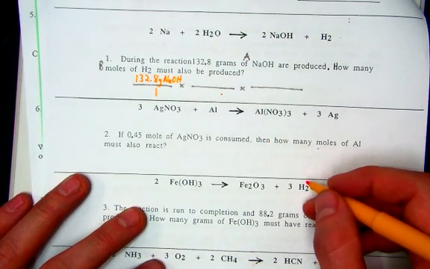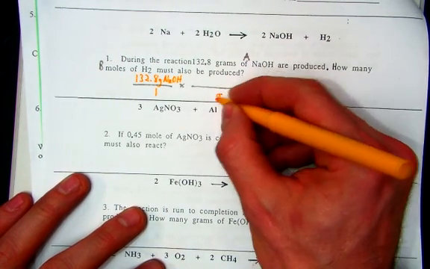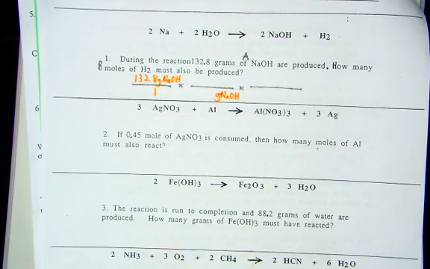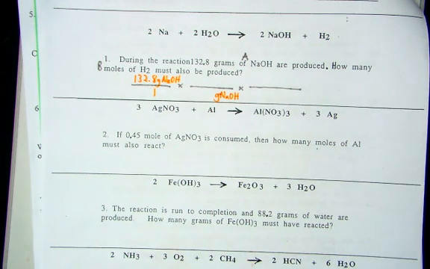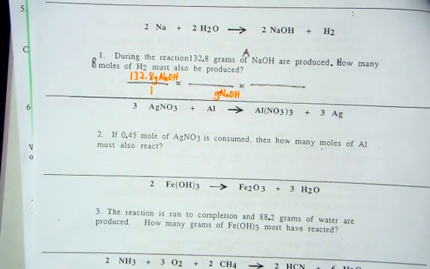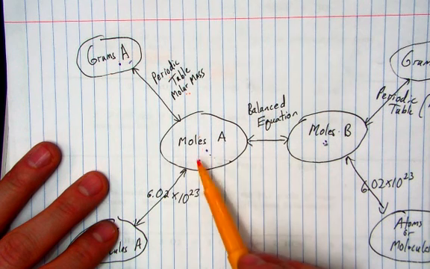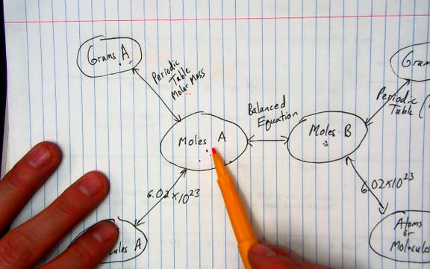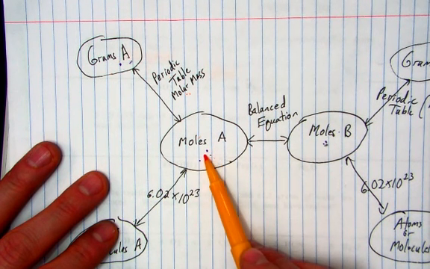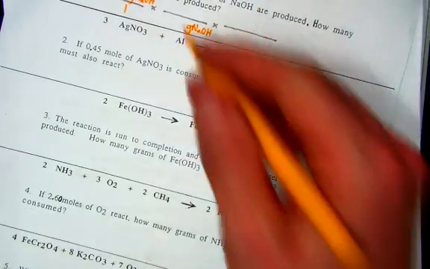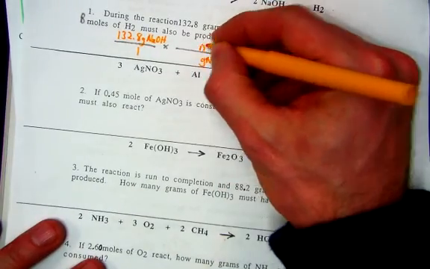Does anybody know that? Steven? Grams of NaOH. Awesome. Now, this is new to us. Where do I go next? According to our mole map, our second bubble, because our first bar had grams on top, our second bar is going to have what on top? Moles of the same substance or the new substance? Same substance. So I put moles, and I'm just going to use n for moles, of NaOH.